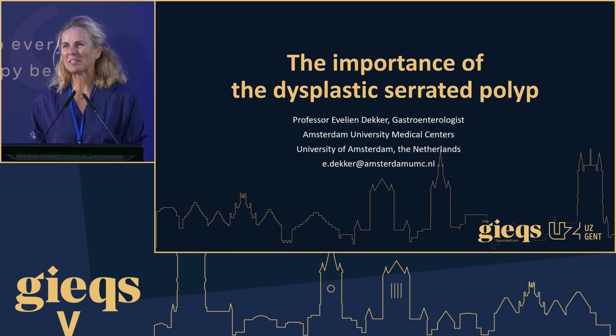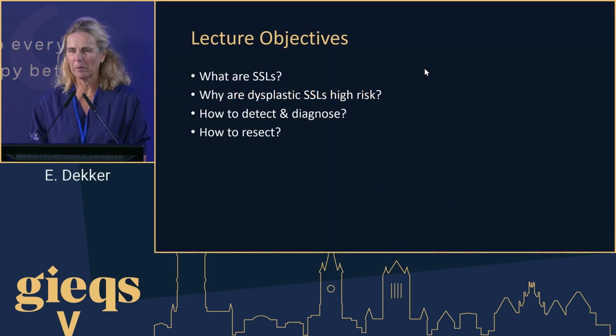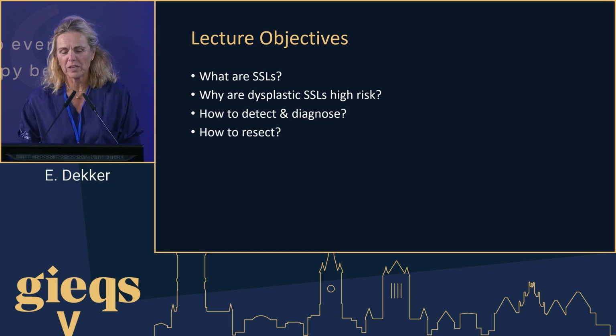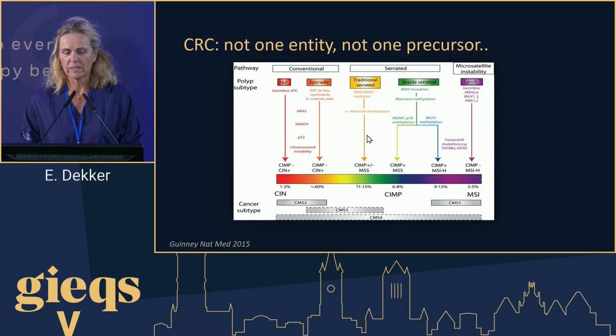So indeed, the question that was asked of me was the importance of the dysplastic serrated polyp. The lecture objectives: what are sessile serrated lesions or sessile serrated polyps, and we will discuss the terminology. Why are the dysplastic ones at such high risk? How to detect and diagnose those lesions, and how to resect?